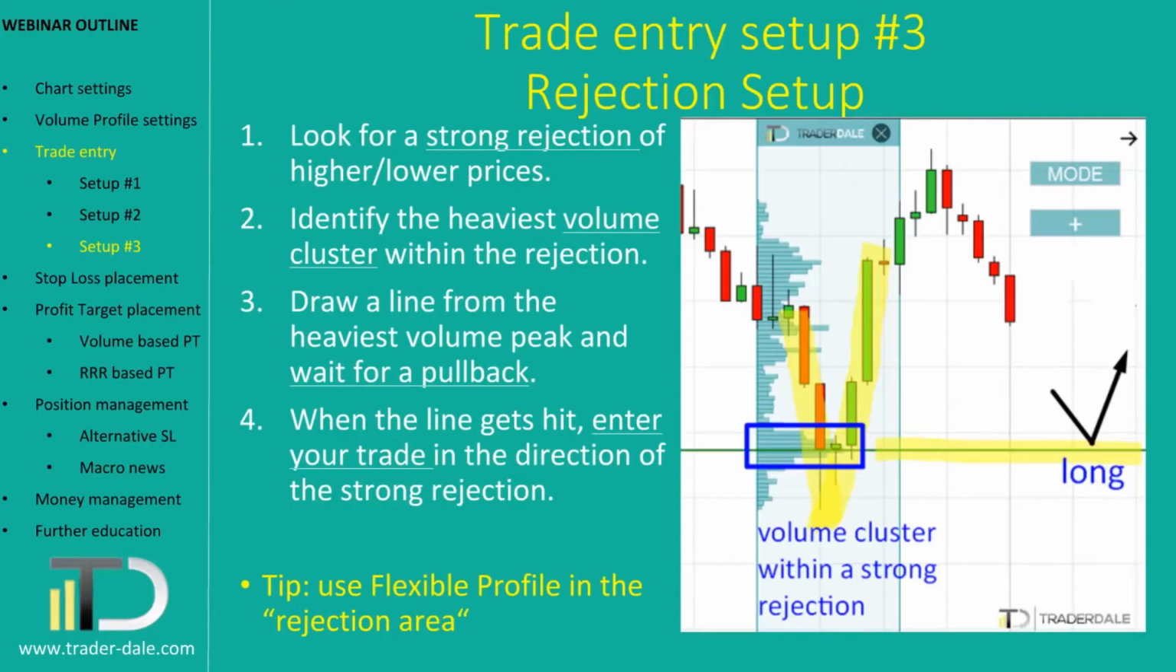So I use the flexible volume profile to look into the rejection area. Into the rejection area, I identify the heaviest volume cluster within the rejection. Again, I draw a line from the heaviest volume peak and I wait for a pullback. When the price hits this level again, I enter in the direction of the rejection. So in this case, you can see a rejection of lower prices, so I'll be entering a long trade.